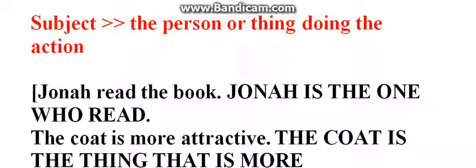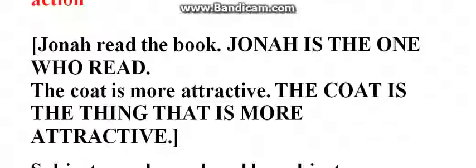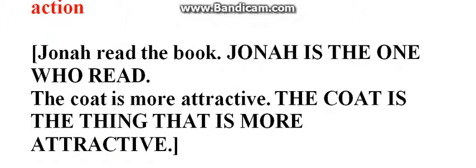A subject is the person or the thing that does the action. Subjects are always the doer. For example, if we say Jonah read the book, the verb in that sentence is read, and the pronoun is Jonah. Jonah is actually a noun, so it could be a noun or a pronoun. Jonah is the one who read. Jonah is the one that does the verb.